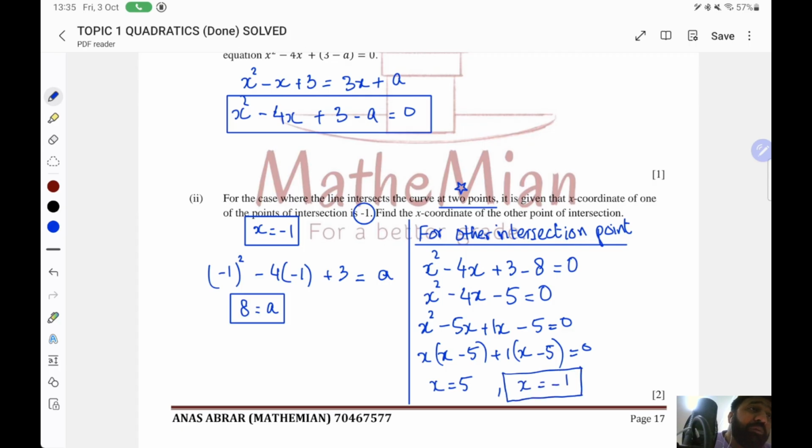The x value being minus 1 is already given to us. We already had it in the question. So the other x coordinate that he was asking from us as the point of intersection is plus 5. Is that clear to you?